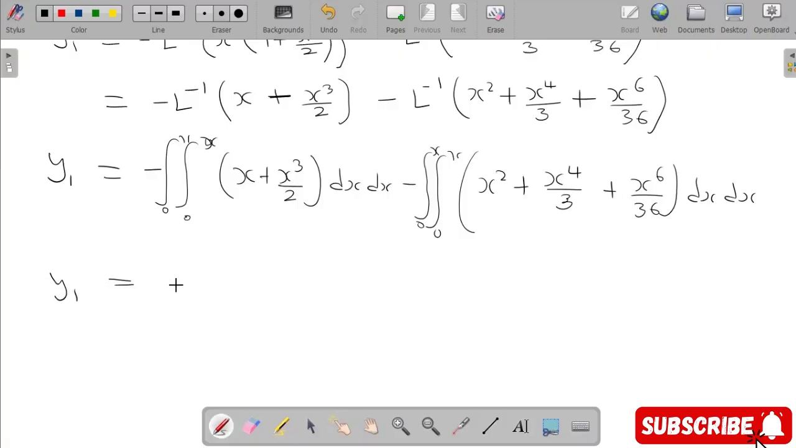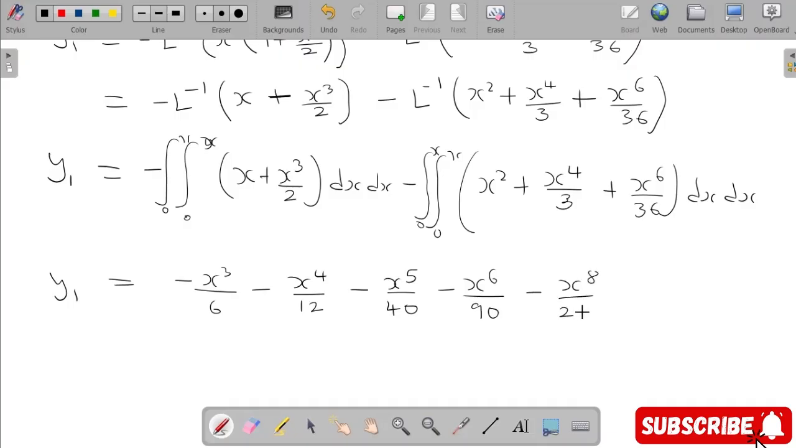When that is integrated twice and then simplified, we obtain x raised to the power 3 over 6 minus x raised to the power 4 over 12 minus x raised to the power 5 over 40 minus x raised to the power 6 over 90 minus x raised to the power 8 over 2016. So this is y1.